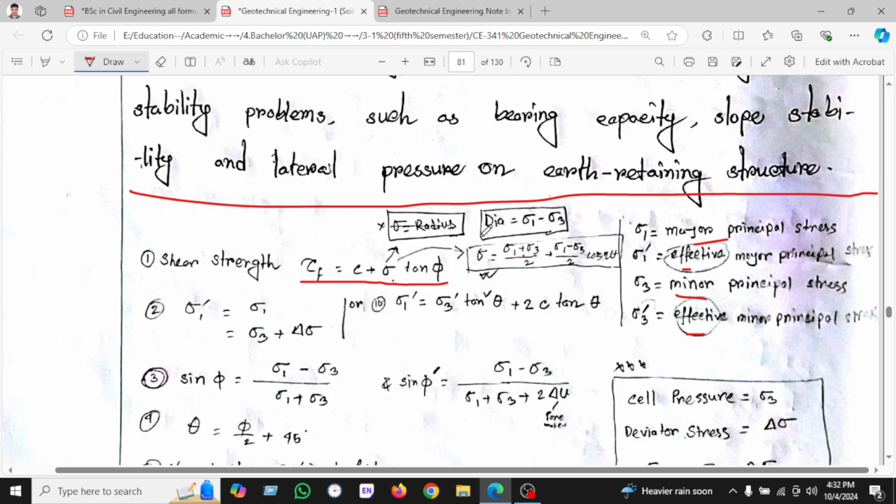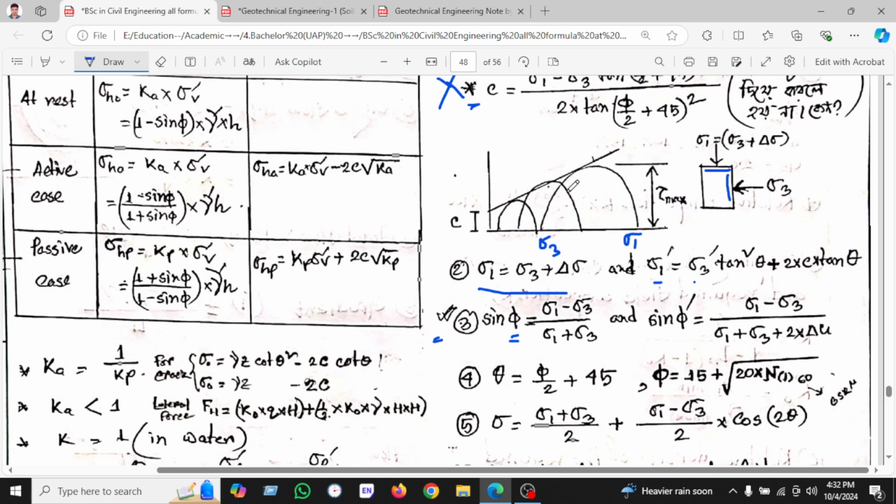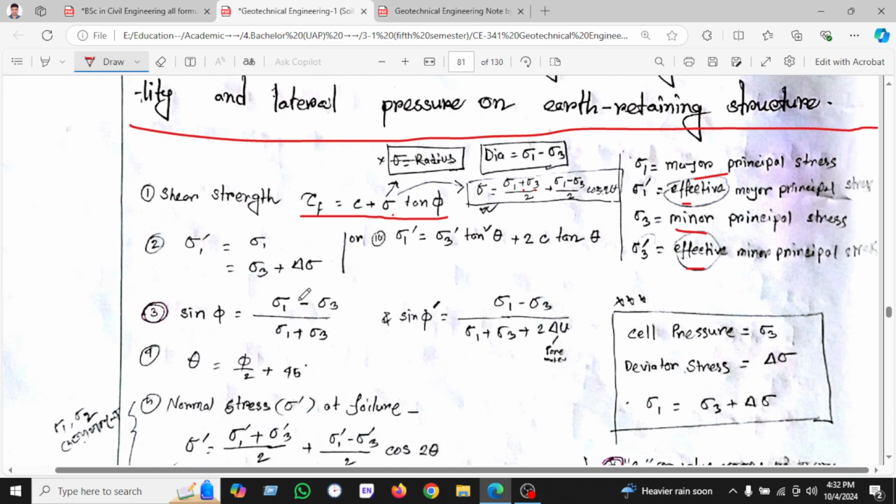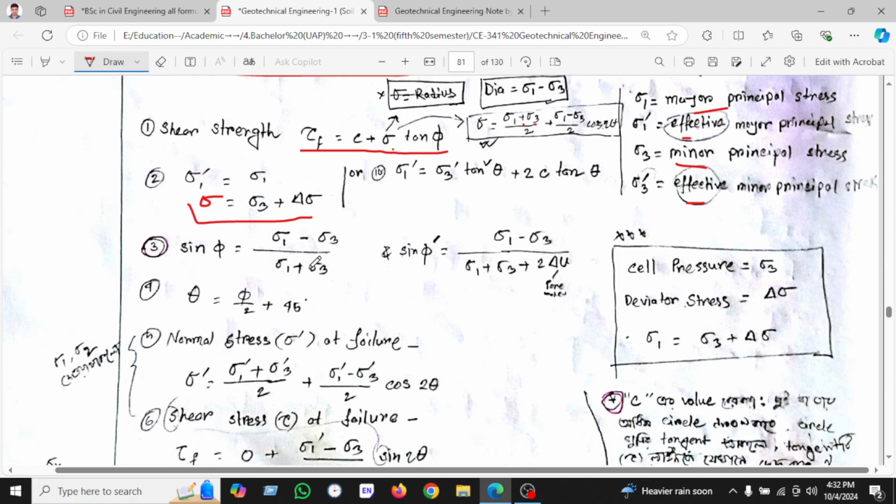Okay, we can use sigma 1 minus sigma 3, which is also called the deviator stress, sigma d. So we have seen here sigma 1 prime equals sigma 3 prime plus sigma d. These are the basics we already know. And sigma 1 prime equals sigma 3 prime tan square of 45 plus phi by 2. Sin phi equals sigma 1 minus sigma 3 divided by sigma 1 plus sigma 3. With this formula we can find the internal friction angle.